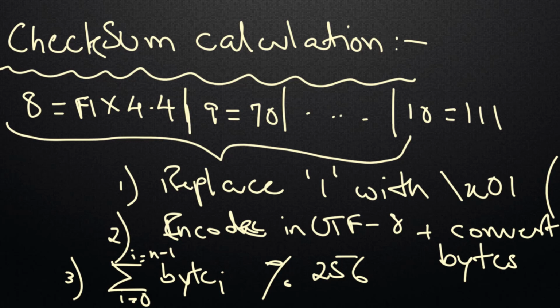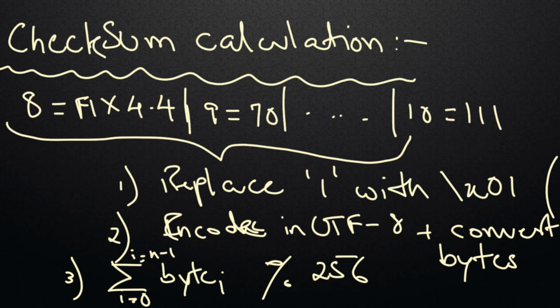bytes. Once everything before the checksum field has been encoded in UTF-8 and converted to bytes, we then simply need to take the sum of all those values and divide that number by 256, the modulo operation, and whatever number we get equals the checksum.